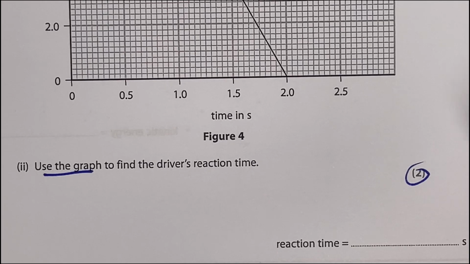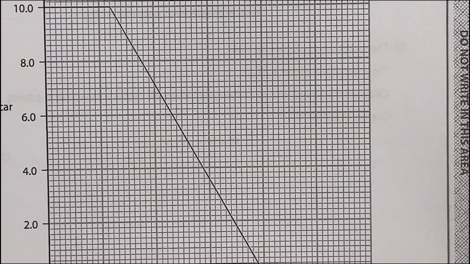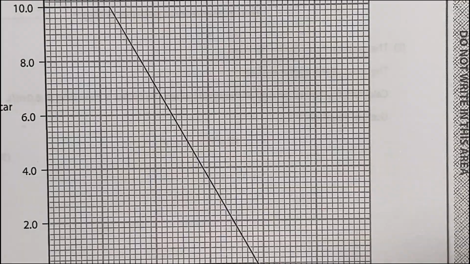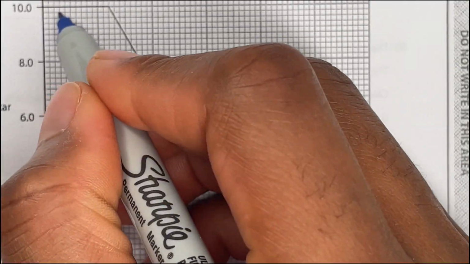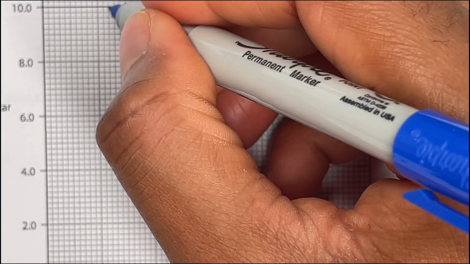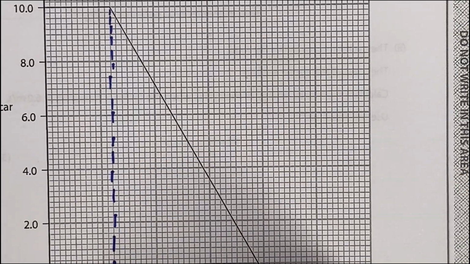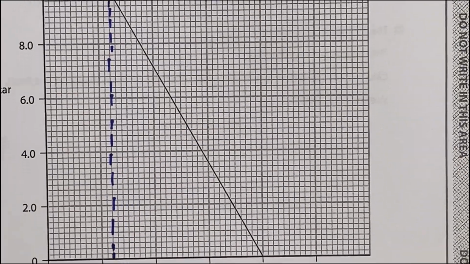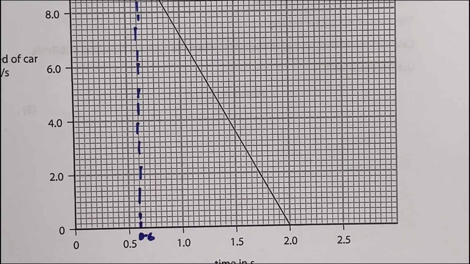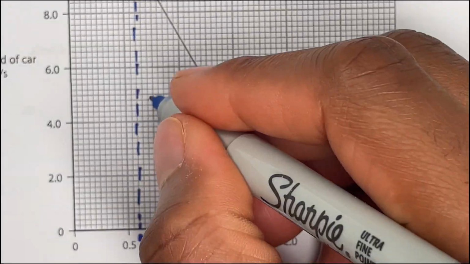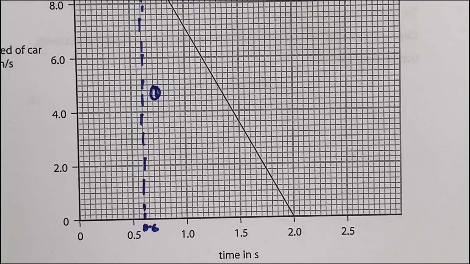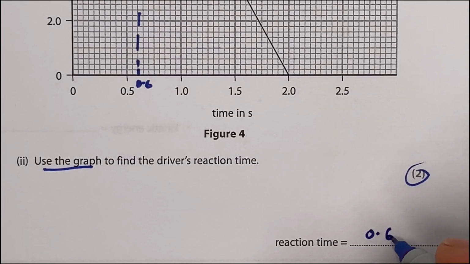So let's see when the driver actually reacts. I can see that it was at a constant speed, then decelerates. So this is the time it took the driver to react before decelerating. What would this be in my time? This would be 0.6. So it took the driver 0.6 seconds to react. Drawing this line gets me 1 mark, and then my answer, 0.6 seconds.